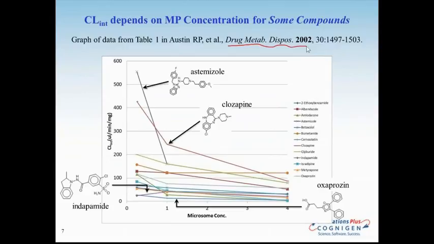In a publication in 2002, Austin measured clearance and varied the microsomal concentration. As you can see, for some compounds the clearance is highly dependent upon the microsomal concentration. If we look at estemazole, at low microsomal concentration it has a very high clearance, and then as you increase the microsomal concentration, the clearance decreases. For other compounds, such as indapamide, it stays pretty constant across the microsomal concentration. So there's clearly a dependence of the clearance on the microsomal concentration.